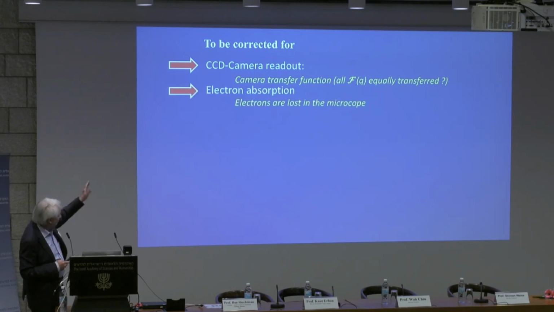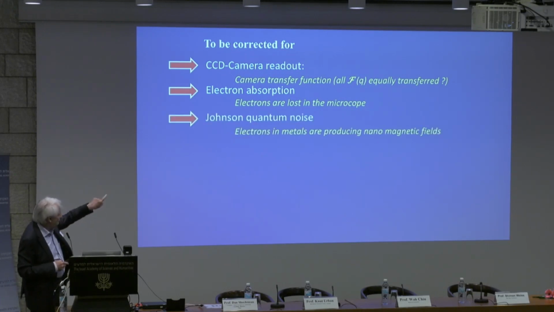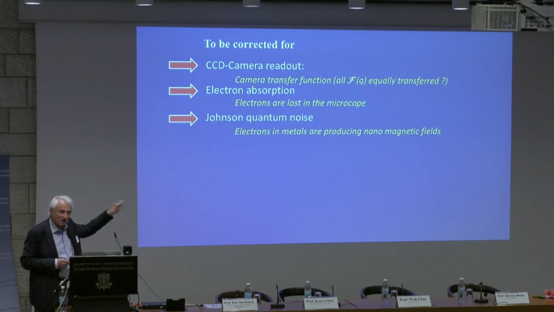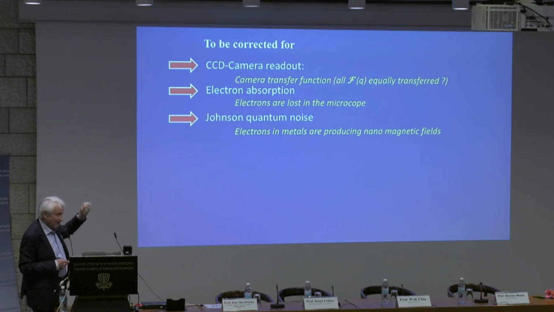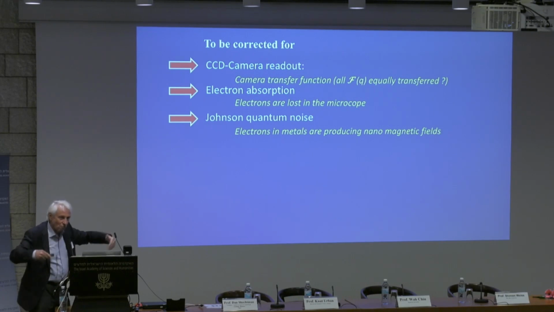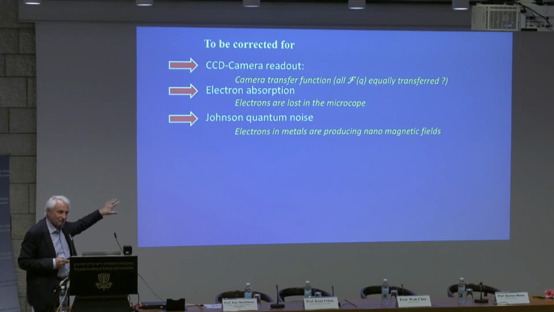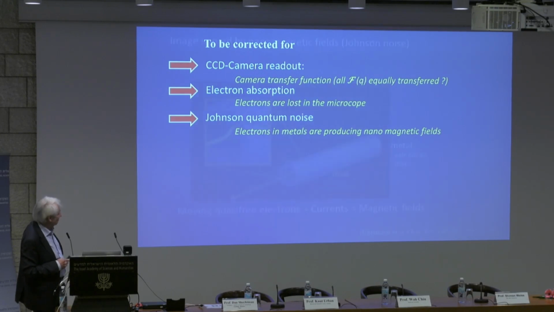Then there is unfortunately also electron absorption going on in the microscope. I don't go into details with that, but I want to give you just an impression of a very interesting effect, which was only discovered a few years ago. And this is the effect of Johnson quantum noise on the images. And this most probably is the end of microscopies. We can improve the optical qualities, but this is an intrinsic limit which we reach in high resolution. Johnson quantum noise. What is the background of this?